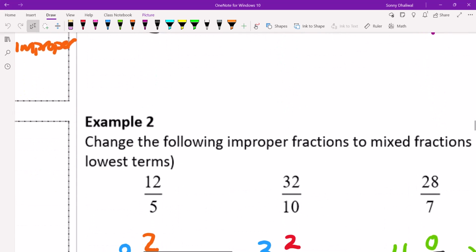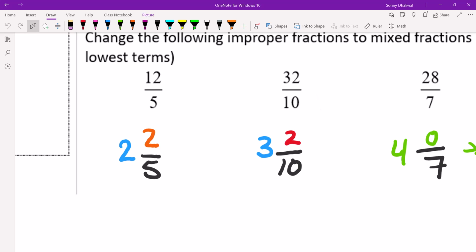But sometimes we want to go the other way as well. If you want to do the other way, you need to figure out what the whole number is. 5 fits into 12 2 times. That's where this 2 came from. And 5 times 2 is 10. That gives us 2 left over because we wanted it to be 12. 10 fits into 32 3 times, because 3 times 10 is 30. Then we have 2 left over. That's where that 2 comes from to make 32.